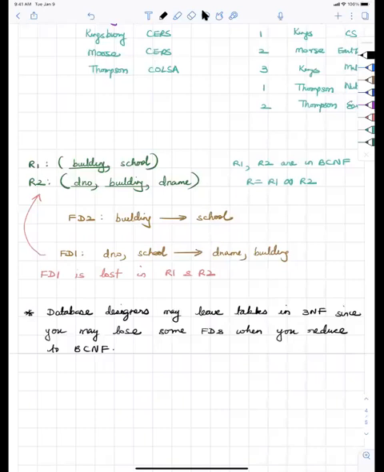I hope this part is kind of clear, the third normal form and the bringing it down to Boyce Codd normal form.